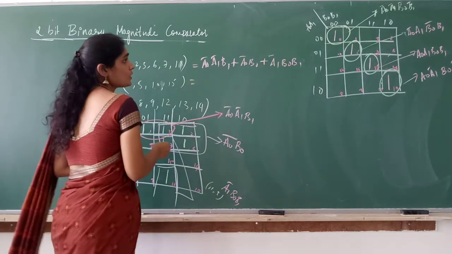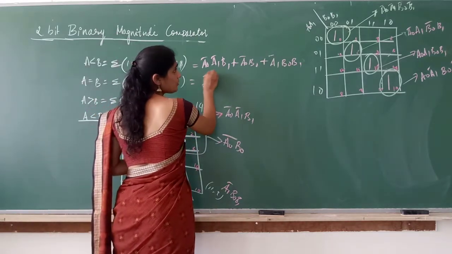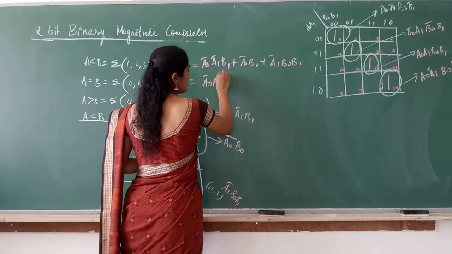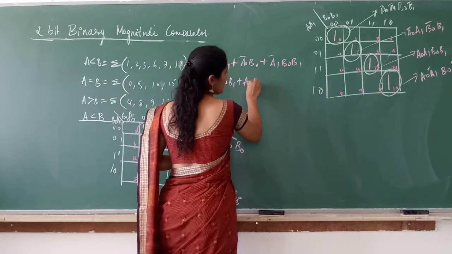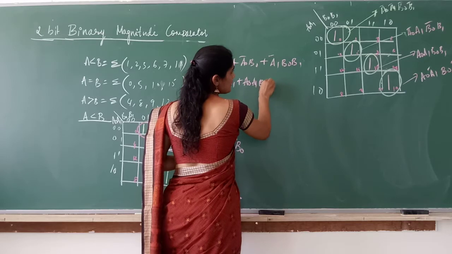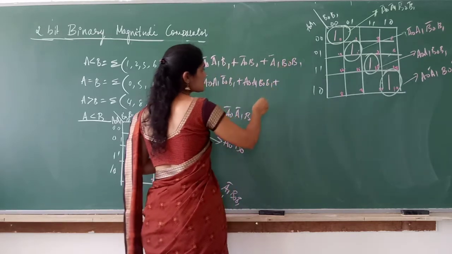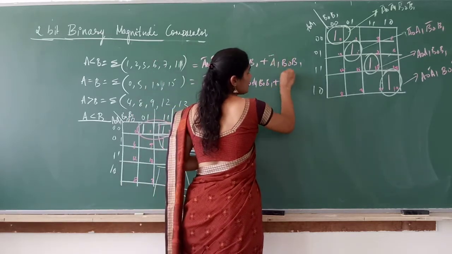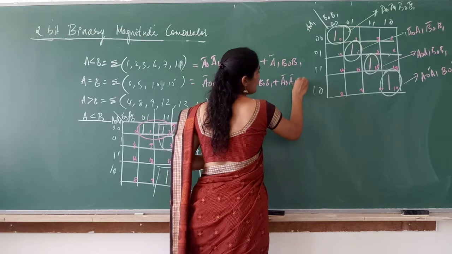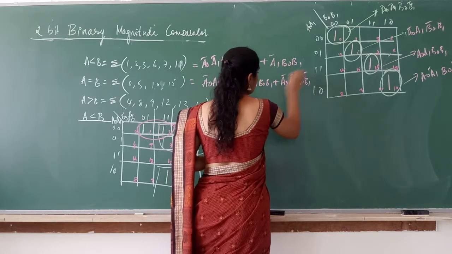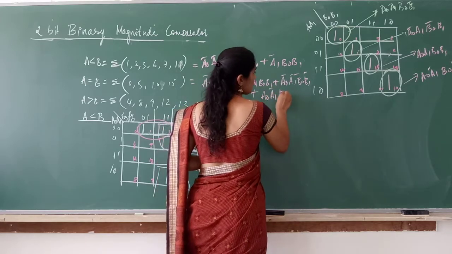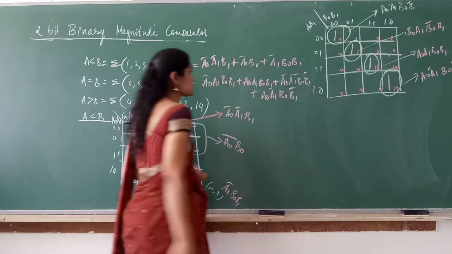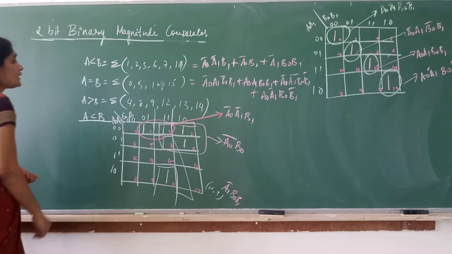For A equal to B, the equation is A0 bar A1 B0 bar B1 plus A0 A1 B0 B1 plus, oh I left out the first term, I'll write it now, A0 bar A1 bar B0 bar B1 bar plus the last term A0 A1 bar B0 B1 bar. So this is the equation for A equal to B.